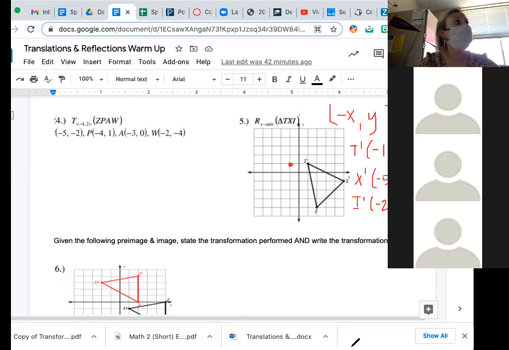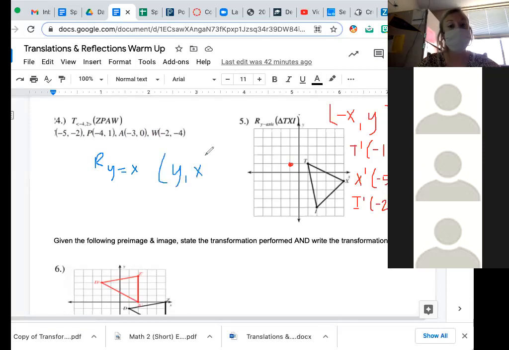Do we feel better about reflections? Okay, let's review our other 2 rules. I don't feel like I need to do number 6, so I'm not going to worry about it because most of y'all did okay on those. Our rules, we already did X and Y axis. What's your rule when you have a reflection over the line Y equals X? Yeah, you flip X and Y.